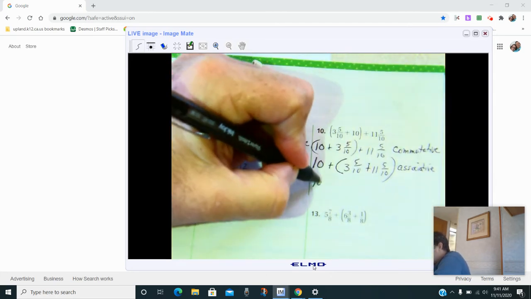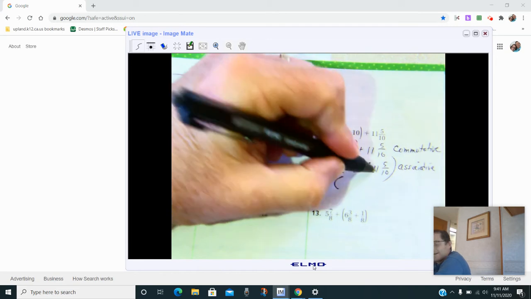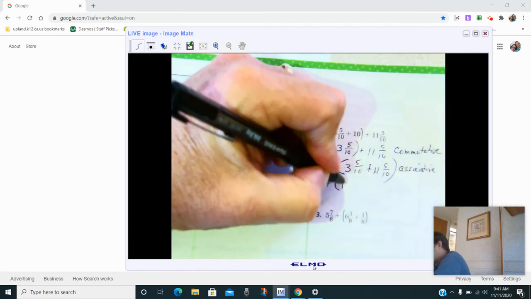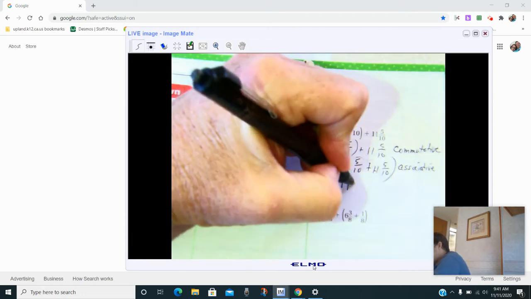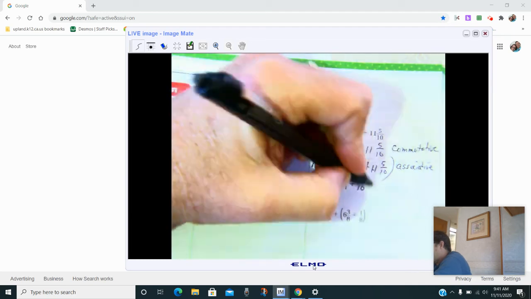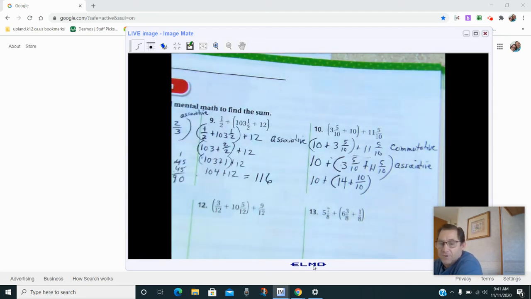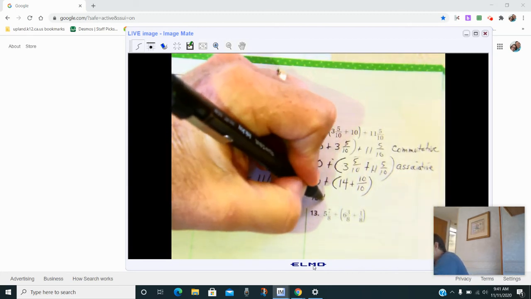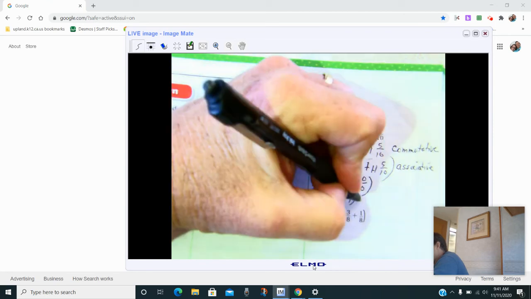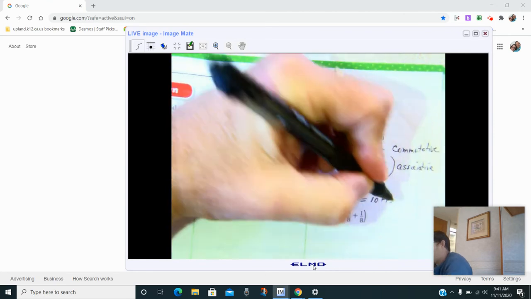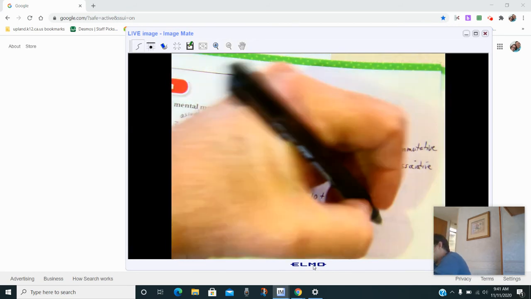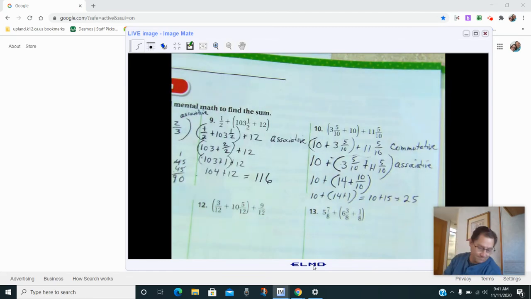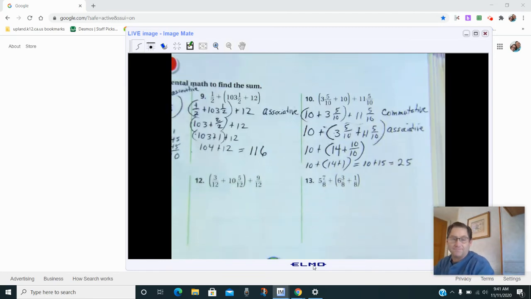And so now we have 10 plus 3 and 11 is 14. Okay, all I did was add the whole numbers, 11 and 3, to give me 14, plus the fraction part. And the whole reason we put those two fractions together was because it was going to be equal to 1. All right, so 10 plus 14 plus 1. So we have 10 plus 15. 10 plus 15 is 25.